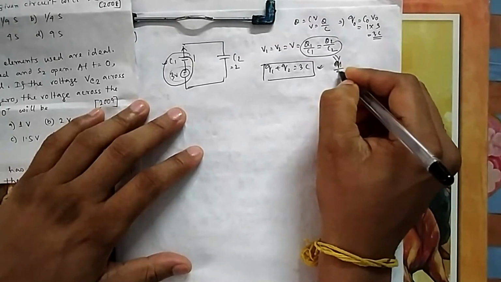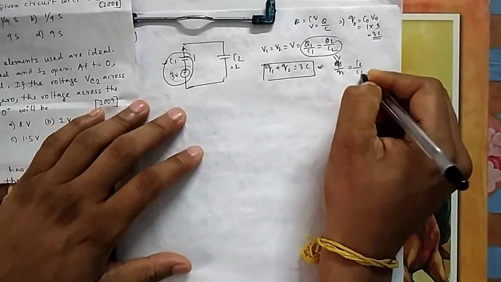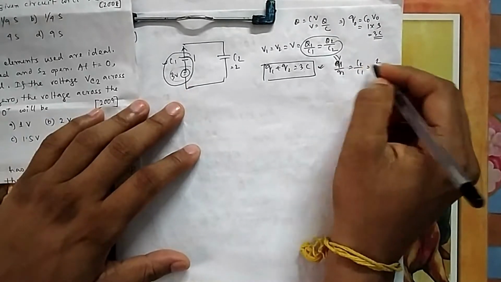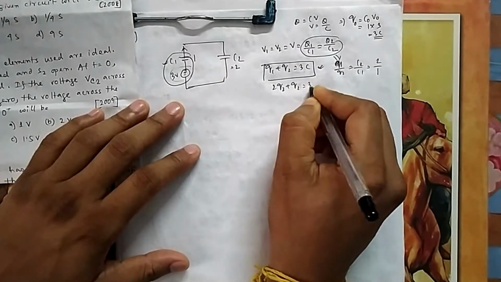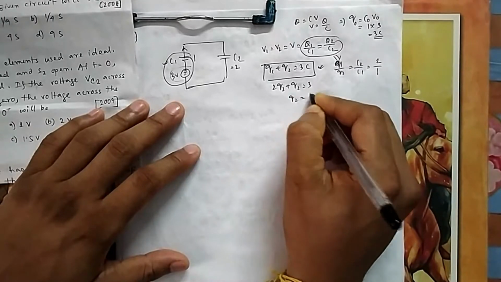What will be the relation? Q1 by Q2 is equal to C2 by C1. What is C2 by C1? 2 is to 1. So you can put it now. So Q1 equal to 2Q2, 2Q2 plus Q2 equal to 3. So your Q2 will be equal to 1 coulomb.